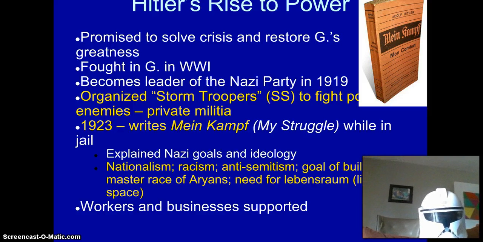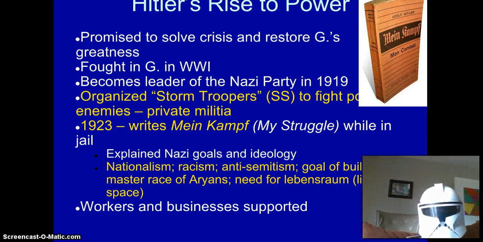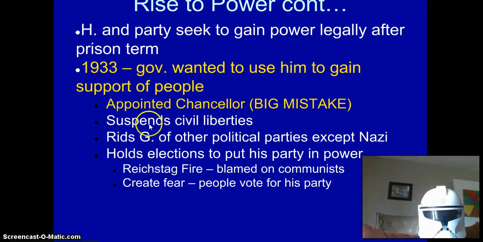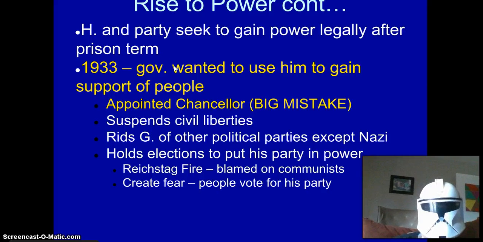Workers and businesses supported this because everybody had a struggle, so he sort of struck a chord with all of this, but people sort of bought into his idealism at the time period. He and his political party sought to gain power legally after his prison term, and the government wanted to use him to gain the support of the people because he did write a book that people enjoyed. So he was appointed chancellor.